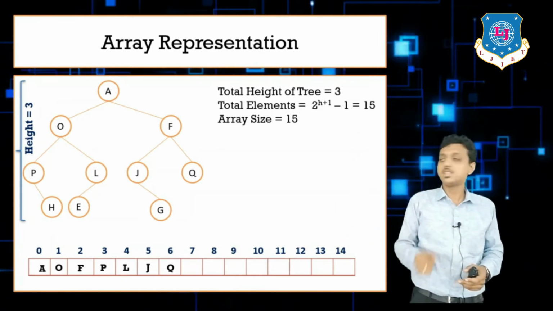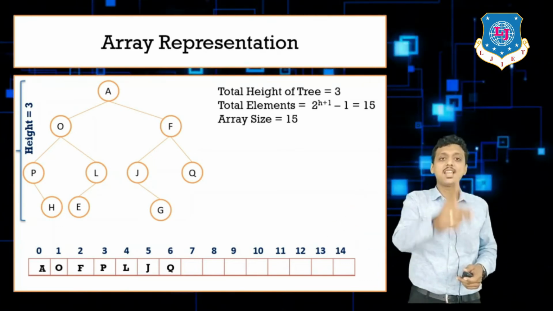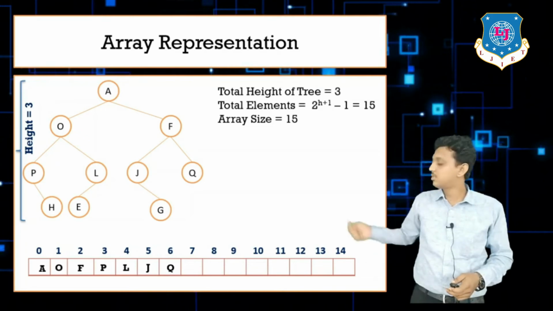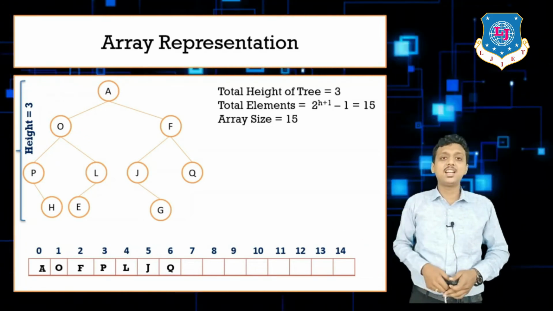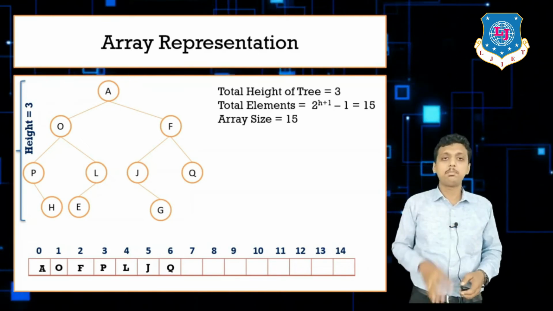Okay, so first, after 6, what is the next index we can go? At 7. 7 is empty. See, just check it out in this figure. There are no elements at the left side of P. That means 7 is empty. So just place it empty.